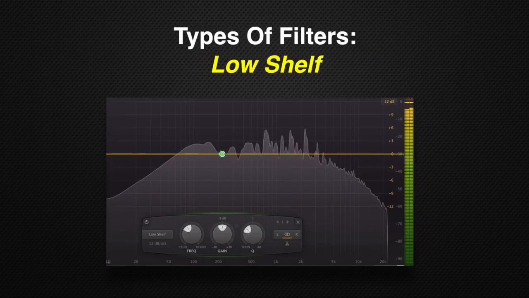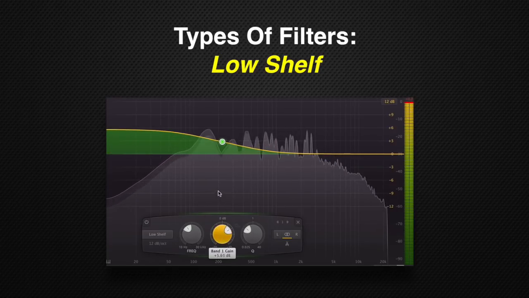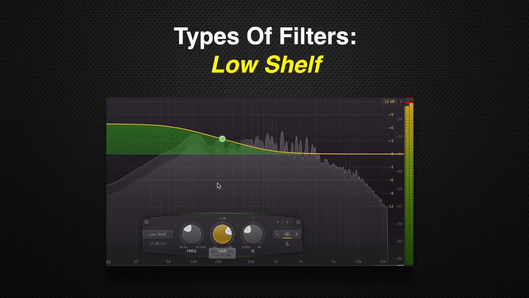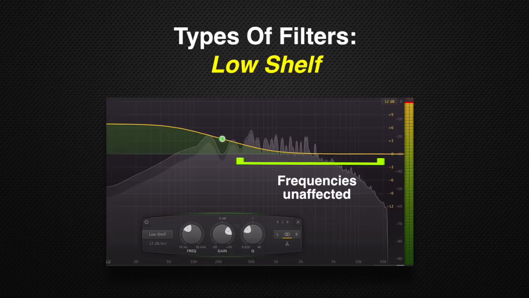Next is the low shelf filter. This filter is used to boost or cut the lows on your signal. Unlike the low pass filter, the low shelf filter does not attenuate the frequencies after a cutoff frequency. The frequency you set is the low shelf frequency. Everything below that will be boosted or attenuated depending on how you set the gain. Everything above the low shelf frequency will be unaffected.